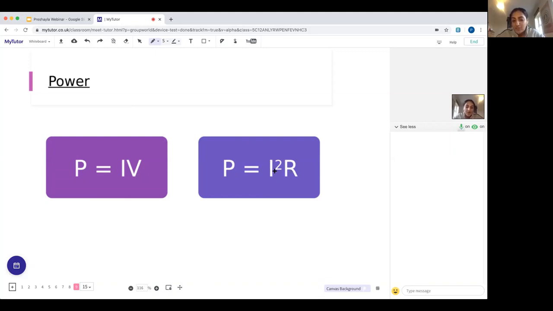So we had a few questions about what this little 2 means. It means that you need to square the current before you times it by R. So it's not 2R, it's not 2I, it's I squared R. Okay, so you can use either one depending on what information you're given in the question. If you're just given current and potential difference, then ideally we want to be using this one. And if you're given resistance, then it's always best to use this one. Okay.